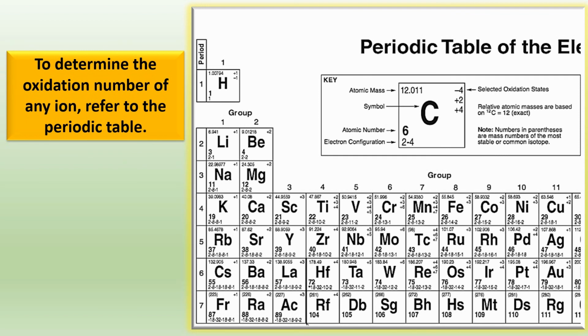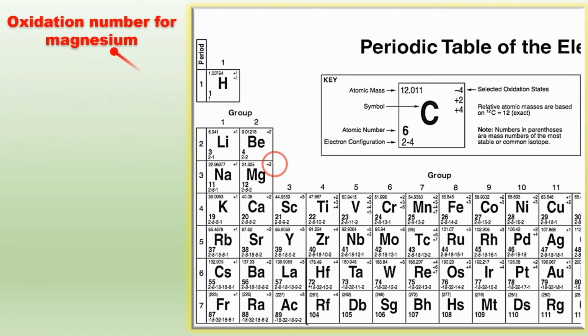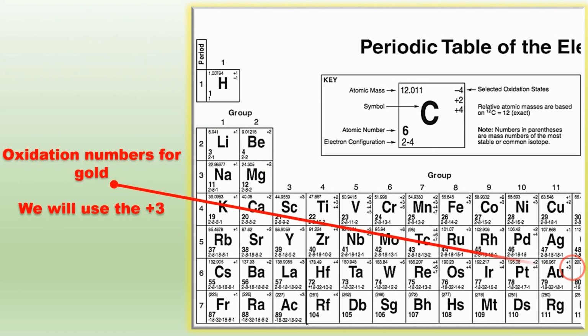To determine the oxidation number of any ion, refer to the periodic table. The oxidation number of magnesium, according to the periodic table, is +2. The oxidation number of gold, according to the periodic table, can be +1 or +3. We will use the +3 oxidation state in this particular case.